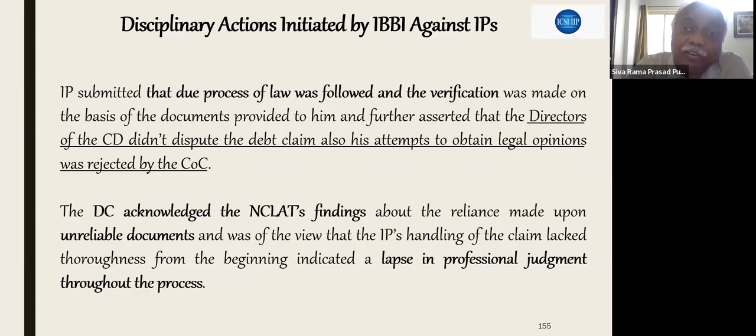So the DC also acknowledged the NCLT findings on reliance made on an unreliable document. Whatever documents are given, sir, this is the claim, this is the correct claim, this is the document. Whether it is a required document or not, that is to be verified.